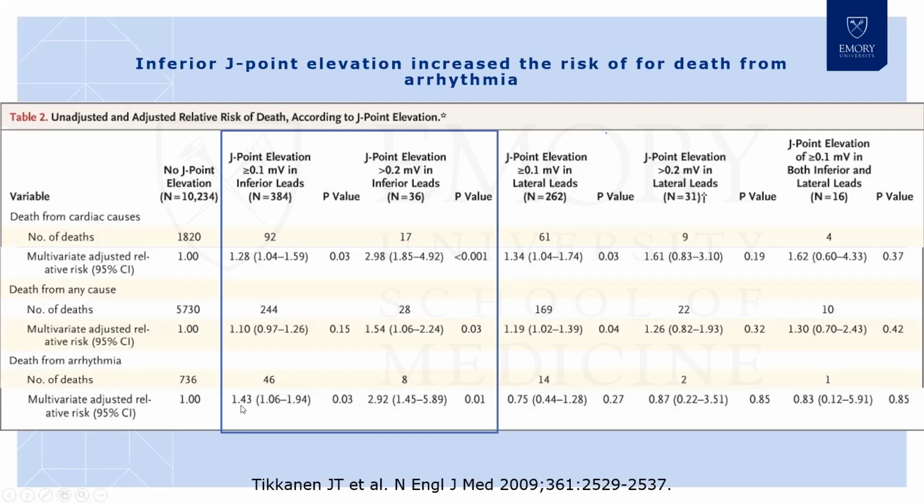So the relative risk was 1.4 if the J-point elevation was at least 0.1 millivolts, and 2.9 if it was at least 0.2 millivolts. And it was not statistically significant here if it was the inferior leads or the lateral leads, even greater than 0.2 millivolts in the lateral leads, because you see cross 1 here, and the p-values were not significant. So this study seems to point out that inferior J-point elevation or inferior lead pattern, early repolarization pattern, seems to be the most risky, and this is, remember, what our patient had.